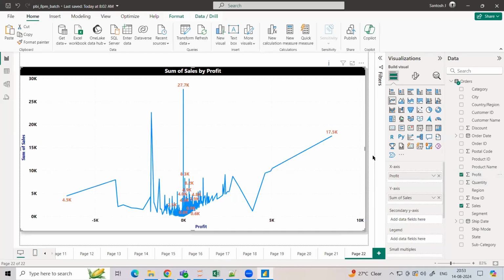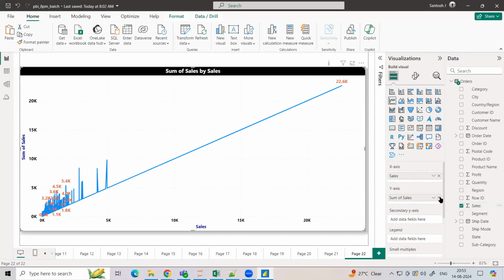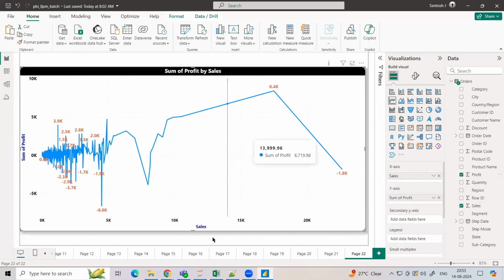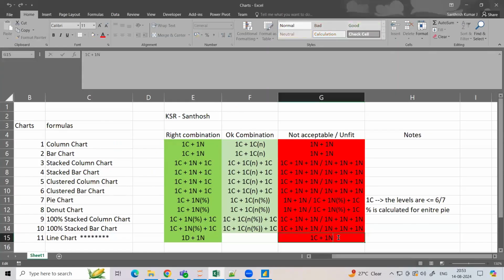Very good, right? No. It's fully clumsy. It looks like some diagram, so it is a waste. If 1C, 1N is not working, forget about 1N and 1N. Okay.